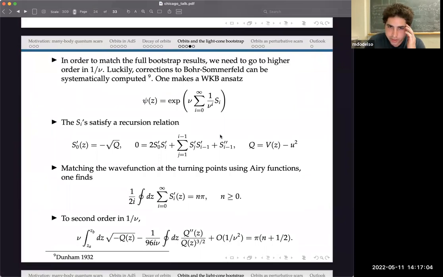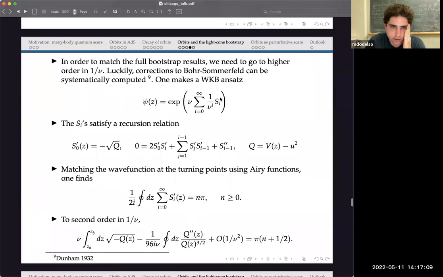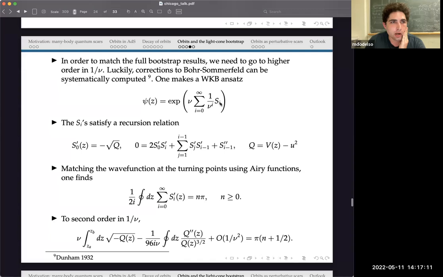So we make a WKB ansatz for the wave function. Now instead of just one WKB action S, we have an infinite series of them. Then using the wave equation, you can find that these satisfy a recursion relation, and it takes this form. The zeroth order one is the familiar answer. And then there's a higher order recursion relation. Here Q is equal to the potential minus U squared.